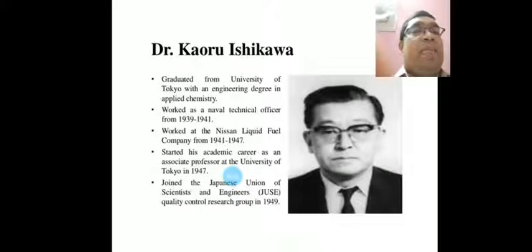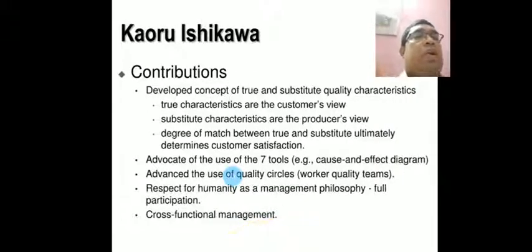He started his academic career as an associate professor at the University of Tokyo, and in 1947 he joined the Japanese Union of Scientists and Engineers, the quality control research group, in 1949. And Ishikawa also made a few contributions here.